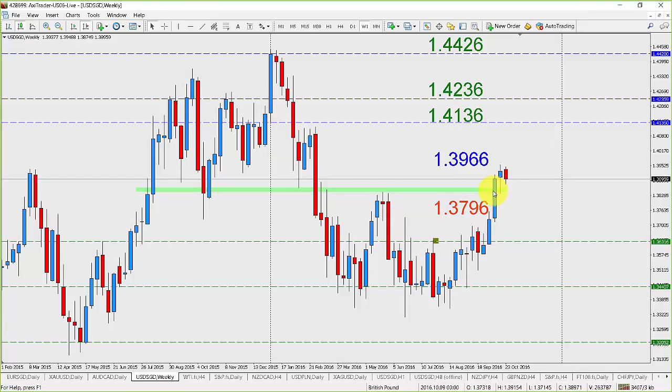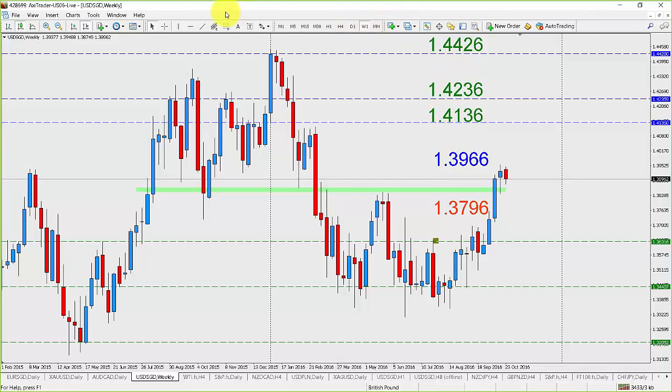You could argue that you had one over here too, where the market did this big candle and then retouched it with this candle here. It's a two-candle formation, but this is a bullish one. And for me, I'm going to buy at 1.3966, stop loss at 37.96, targeting 1.4136, then 42.36, and then 44.26. So I've got three targets on this one.